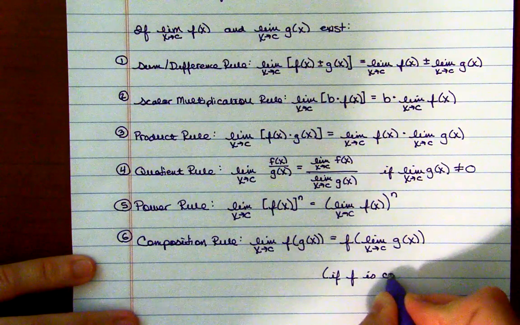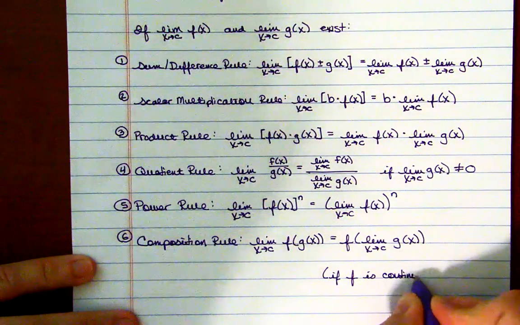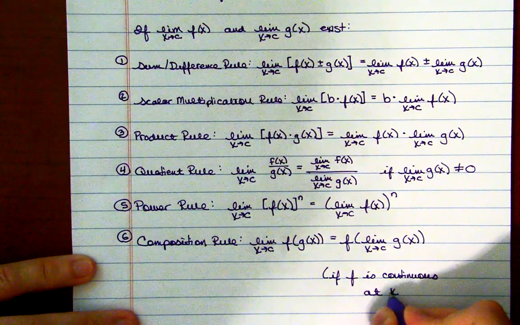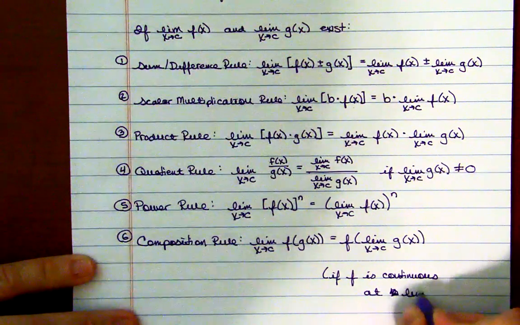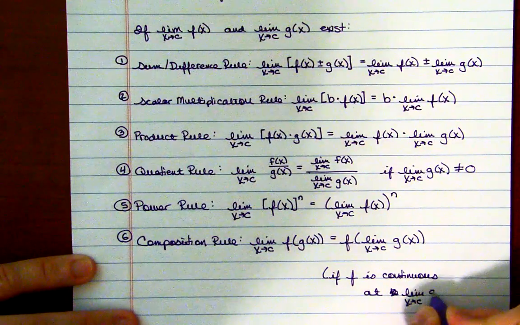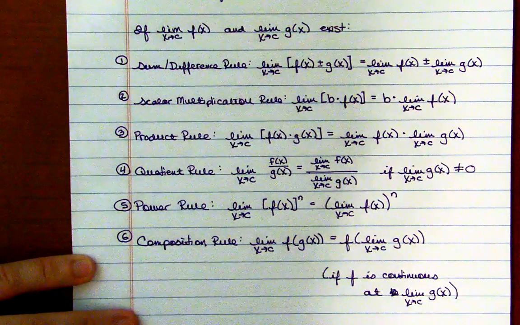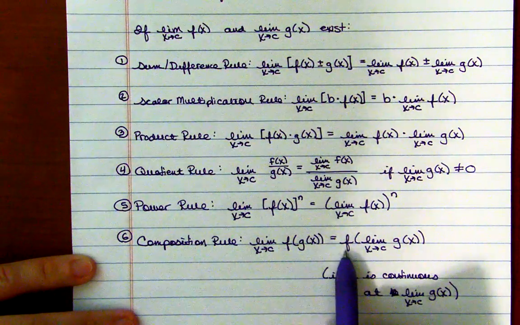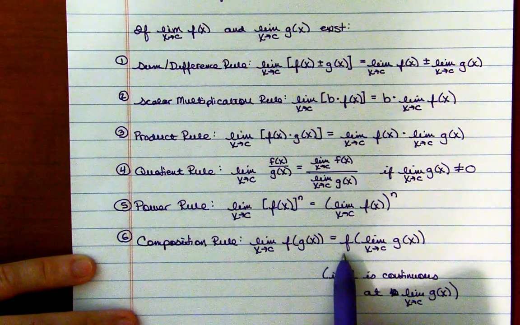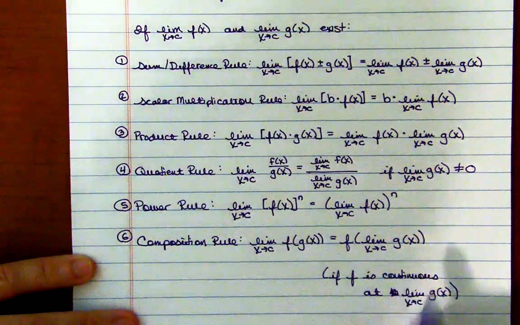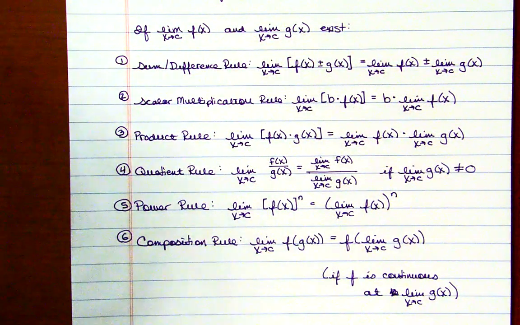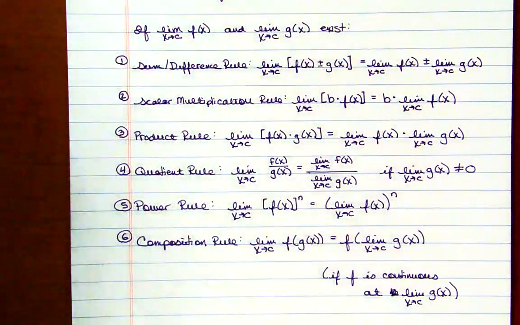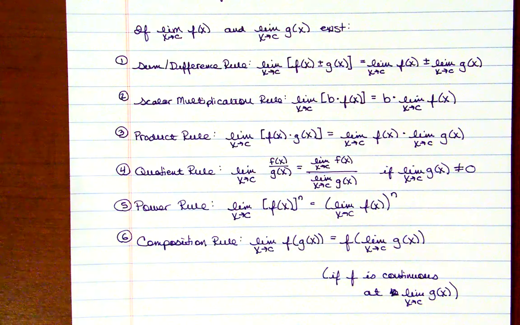If f is continuous at x, not at x equals, at the limit as x approaches c of g of x. So we'll take this limit, we'll get a y value. As long as my f function is continuous at whatever that value is, then I'm allowed to use this property. Again, we're not going to worry too much about that right now. We'll see what happens if it's not continuous in a little bit.